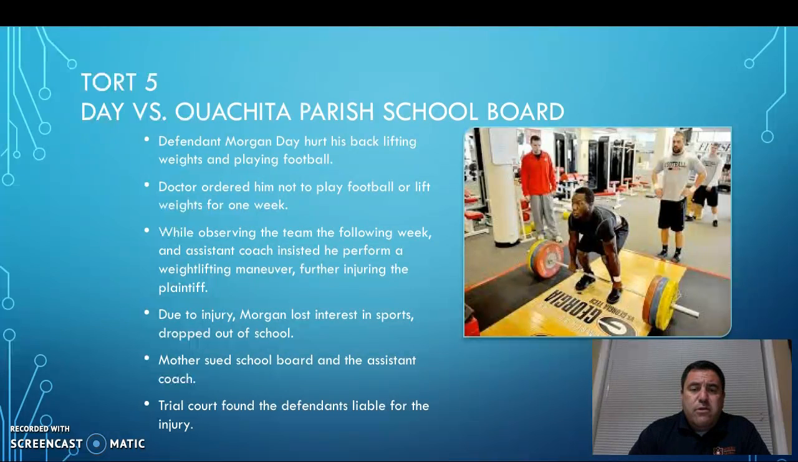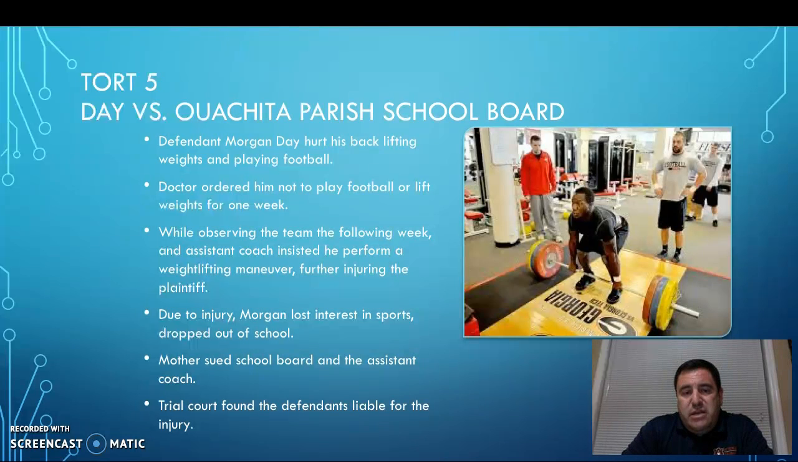An assistant coach came by and asked him to do a deadlift. I apologize, my notes don't have what kind of exercise he did, but it was an upper body strength exercise, and the assistant coach told him that he had to do it. Morgan Day told him that he has a doctor's note, his lower back is hurt, and he's not supposed to lift weights or do anything like that. But the assistant coach said, no, you'll be fine, just do it. Basically told him he had to do it.